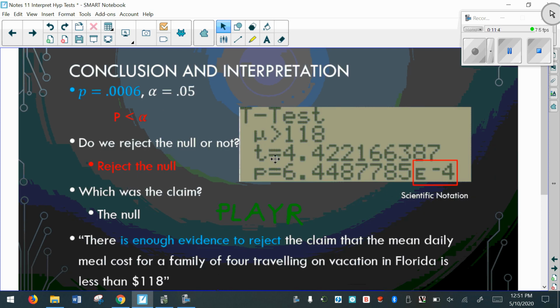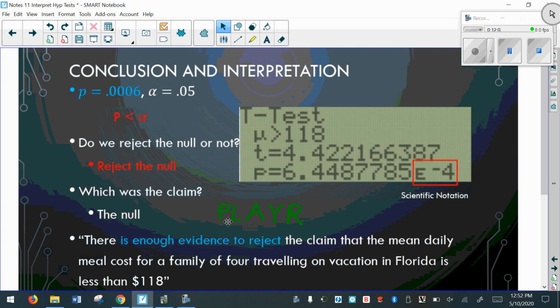So after using your calculator, did you find your p-value to be very, very small? Remember, this e to the negative 4 means this decimal will move backwards 4 spaces. So 0.0006 is your p-value. Alpha 0.05, p is less than alpha.